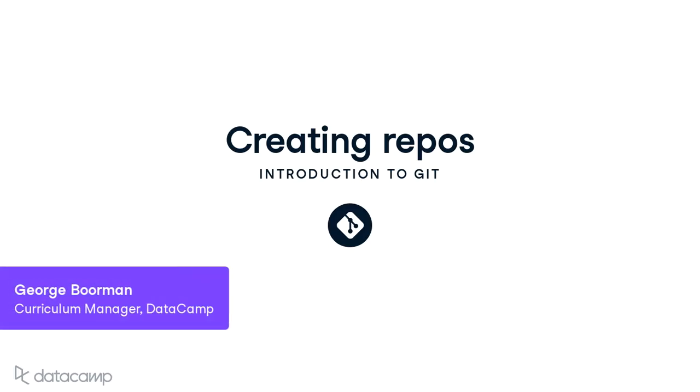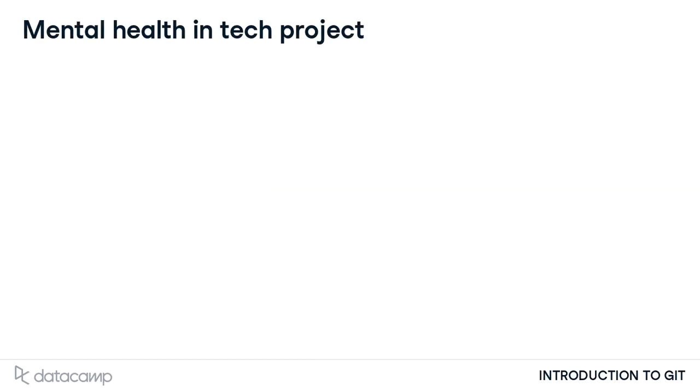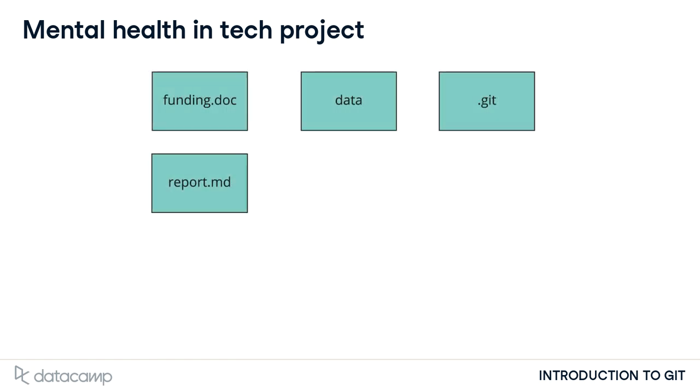Let's start working with Git. Throughout the course, we'll work on a project about mental health in tech. The files and directories are shown here.